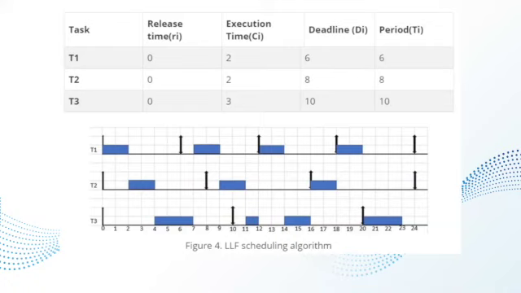So at this instance, the laxities are calculated as L1 is going to be equal to 12 minus 8 plus 1, that's going to be equal to 3, and L2 is going to be equal to 16 minus 8 plus 2, which is going to be equal to 6. So T1 completes its execution.